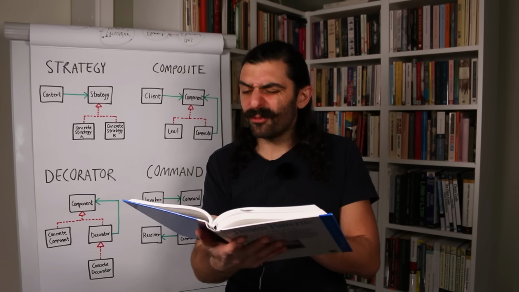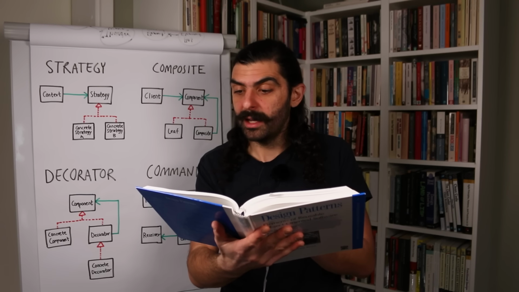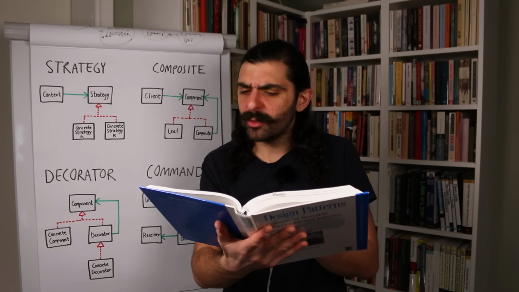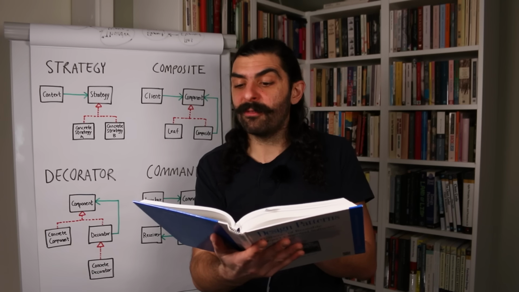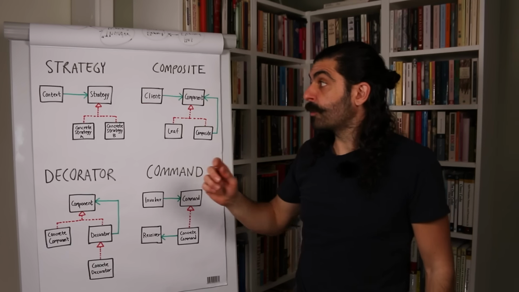Here's the formal definition. Strategy pattern defines a family of algorithms, encapsulates each one, and makes them interchangeable. Strategy lets the algorithm vary independently from the clients that use it. The pattern essentially has three roles.